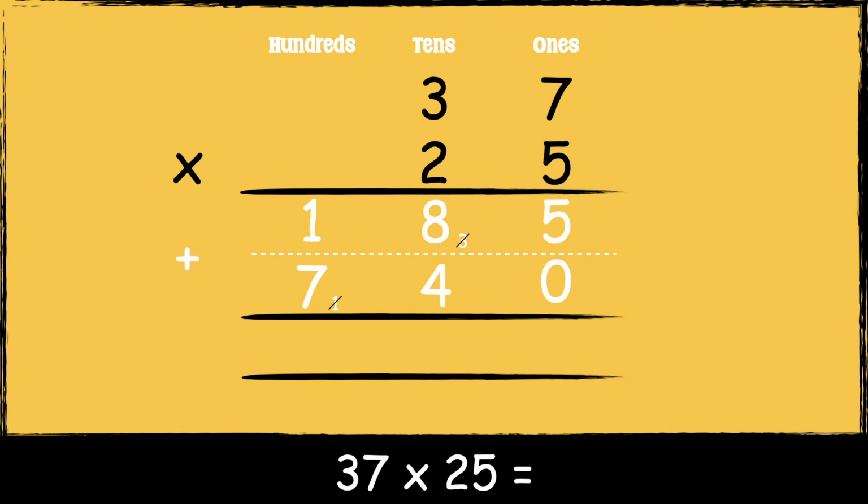The next step is to add the two answers together. 5 add 0 is 5. 8 add 4 is 12. We can carry the 1 below in the hundreds column, as it represents 100. 1 add 7 add 1 is 9. So the answer is 925.